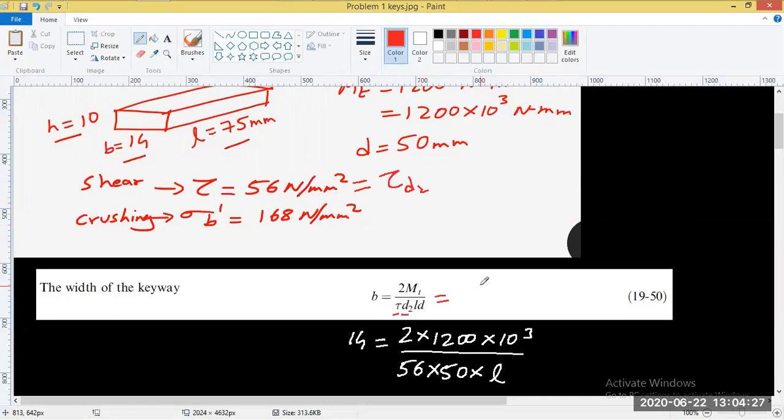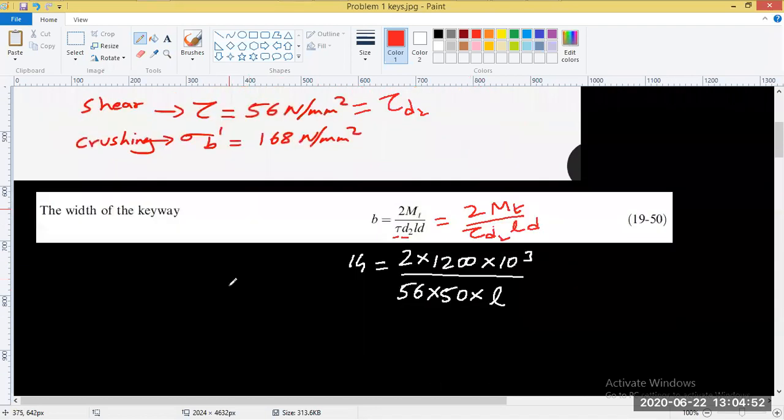So this is essentially 2MT divided by tau d2 L and D. So this is how it should be written, but for some reason they have forgotten the subscript. Okay, it should be written as tau d2. Okay, that's the shear stress of the diameter. That's how it's meant to be.